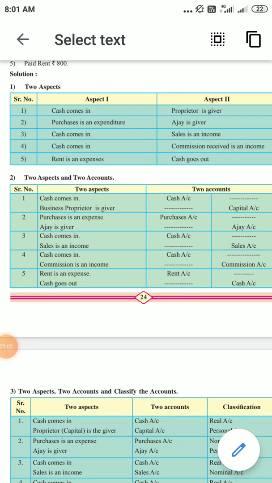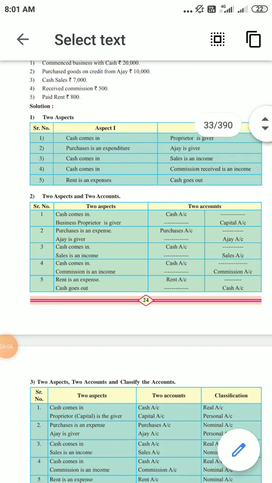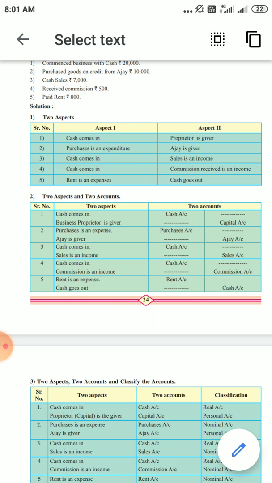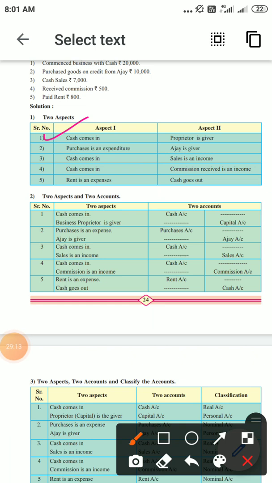Next we will see the two expects and two accounts. Okay, so here the two expects, which are ours: cash is coming in, proprietor is the giver, business proprietor is the giver. So here which two accounts came? Cash coming in means cash account, and when the proprietor gives money to the business, it is a capital account. Okay, so these are the two accounts, that is cash account and capital account.